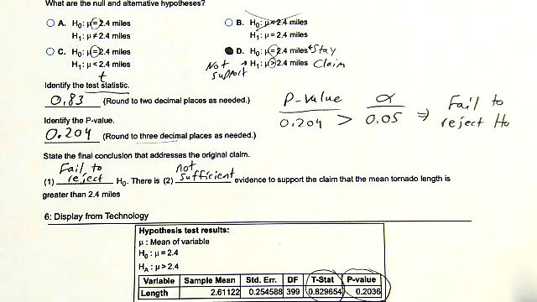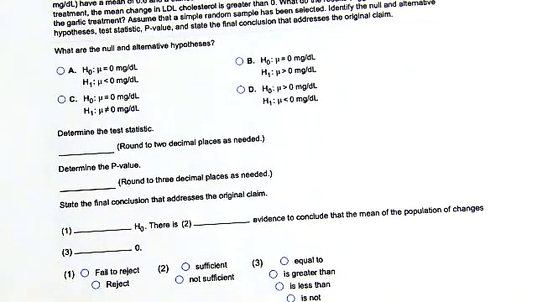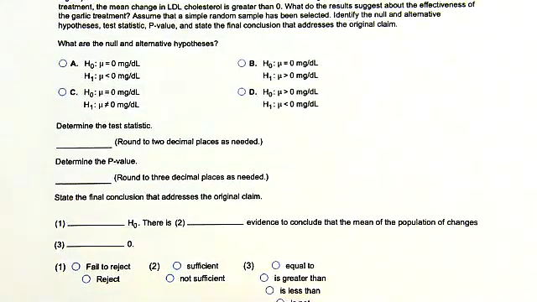Okay, so that one's pretty, hopefully straightforward. They gave you all the answers you needed. You just had to do that comparison, which number is bigger, and then know what that means. Fail to reject or reject. 25.